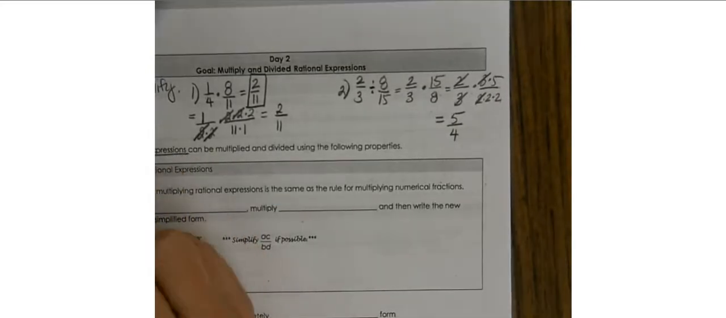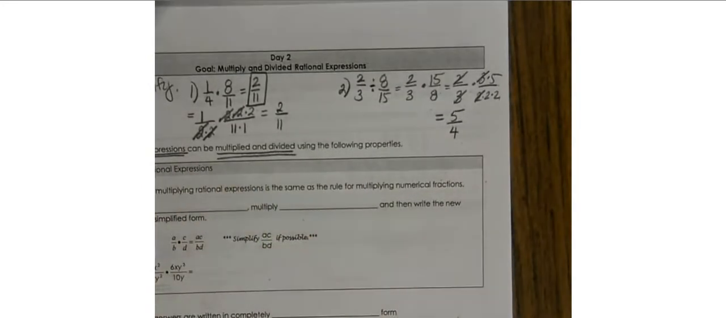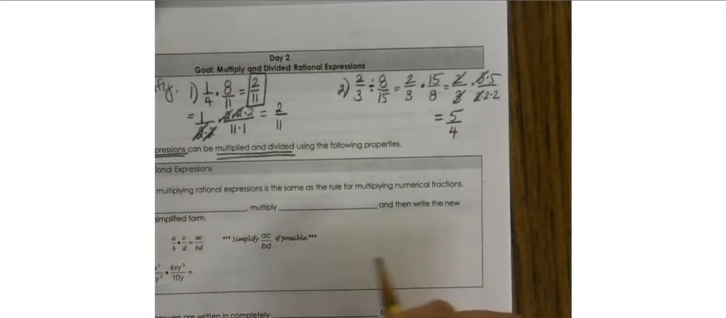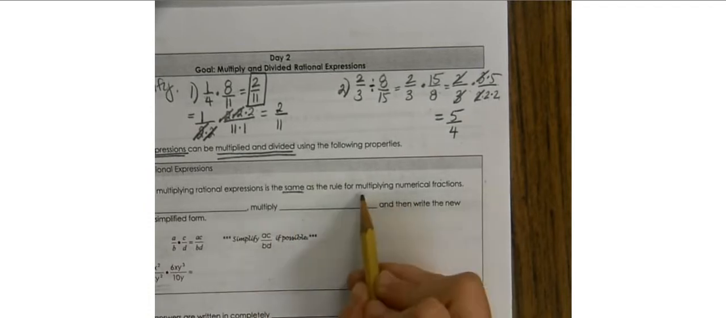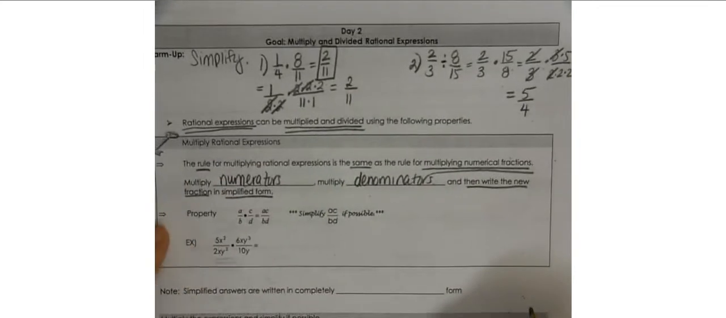So just like I alluded to, rational expressions can be multiplied and divided, just like working with regular numbers. The rule for multiplying rational expressions is the same rule for multiplying numerical fractions. Whenever you multiply fractions together, you multiply the numerators and you multiply the denominators, and then you write a new fraction in its simplified form. So this is what I would like you to do.